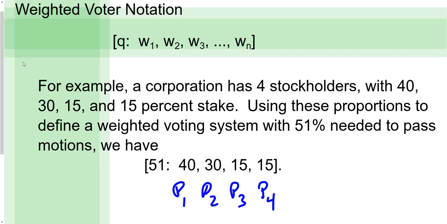So in this particular system, we might have 4 stockholders, 40, 30, 15, 15%, and 51 is the quota to pass. So if we build it in terms of percentages, we have this. Now, the data does not have to be in percentages. It could be some total amount of votes that it has, some ratio. So these numbers could add up to whatever. And the quota will be something that is a majority or a little bit more than a majority of the total points available.